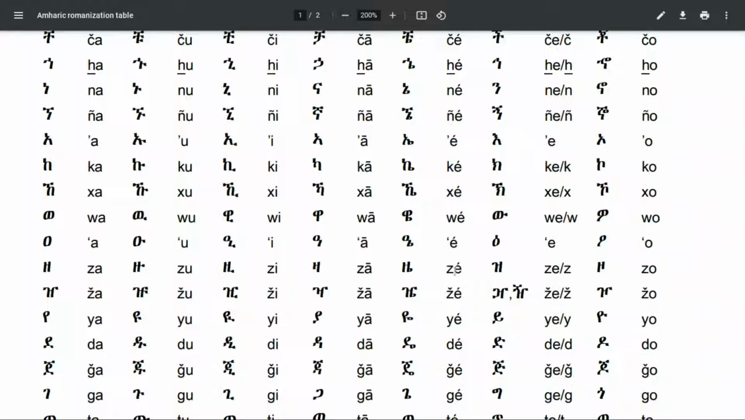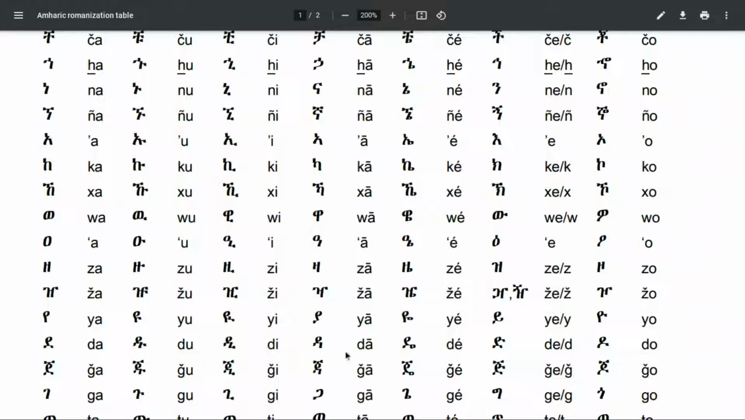Okay, z, zu, zi, za, ze, z, zo, which is very simple. But je, ju, ji, ja, je, j, jo. It's also in the Amharic language. There is je also in the Amharic language. So, je, ju, ji, ja, je, j, jo. Ye, yu, yi, ya, ye, y, yo.